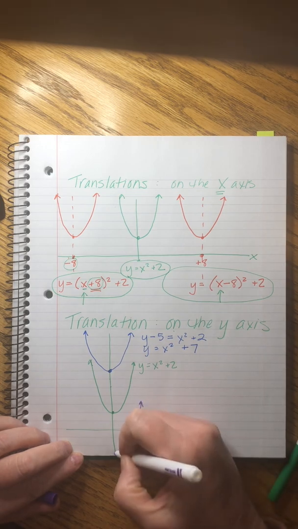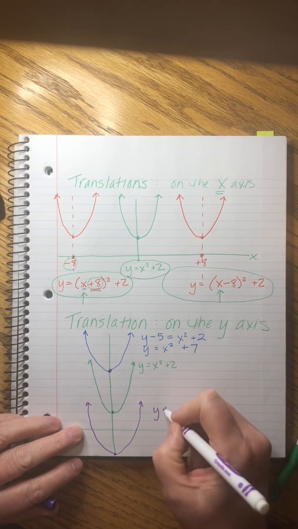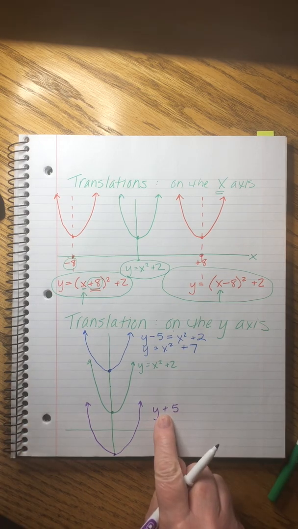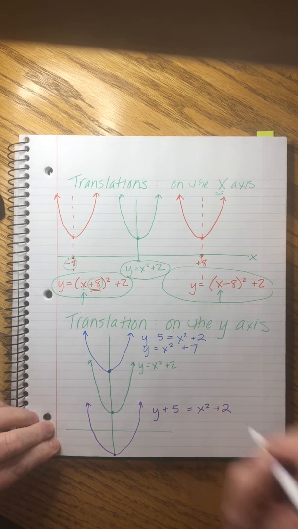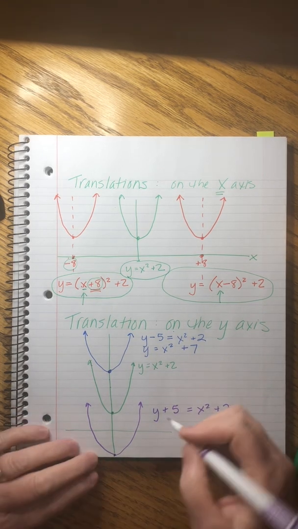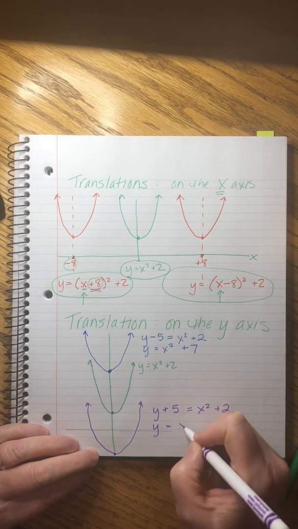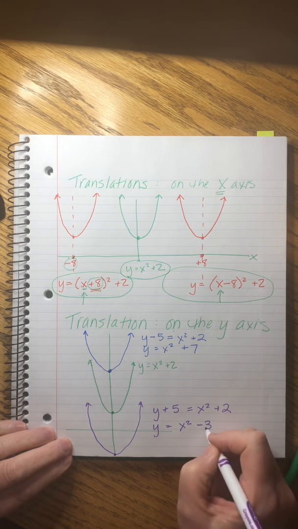We want to do the same thing. We want to shift it down. We do the same thing. We do y plus 5, same measure, opposite sign, equals x squared plus 2. And then we rearrange, we'll be subtracting 5, so it will be y equals x squared minus 3.